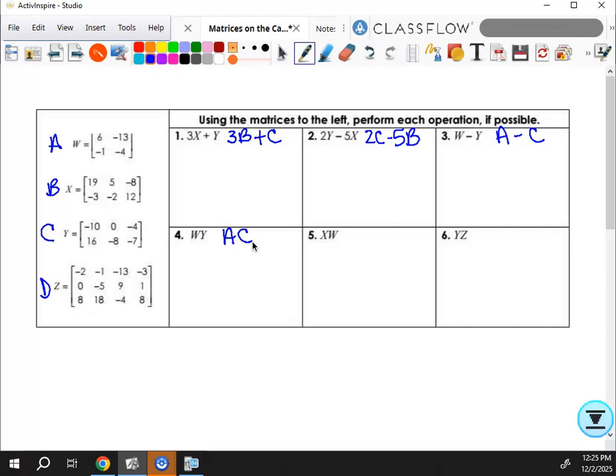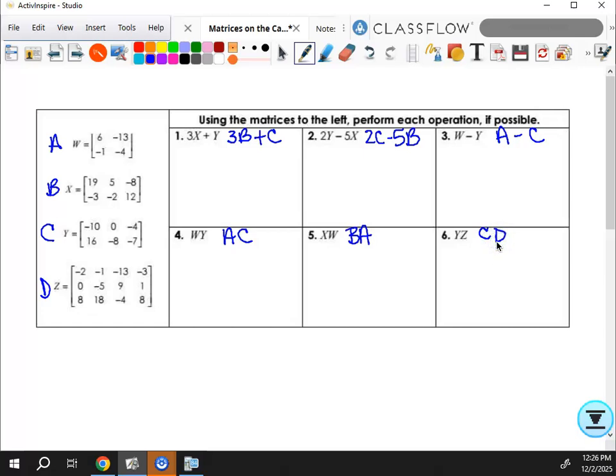X times W would be B times A. And remember, for matrices, B times A and A times B are not the same thing. 3 times 5 and 5 times 3 are both 15, but for matrices, it's not necessarily true. And then this is C times D.